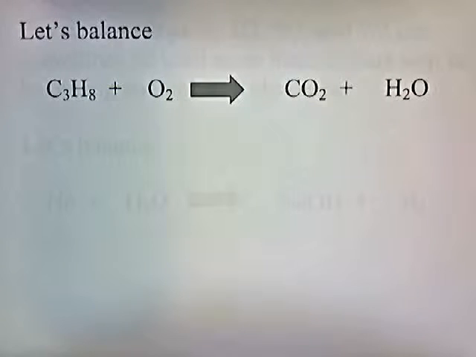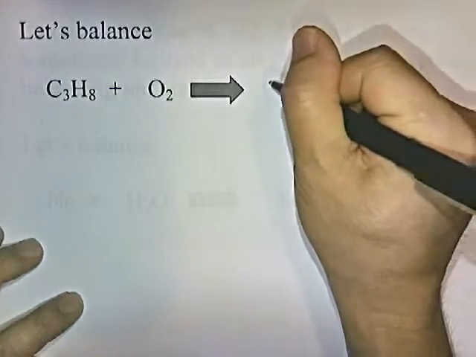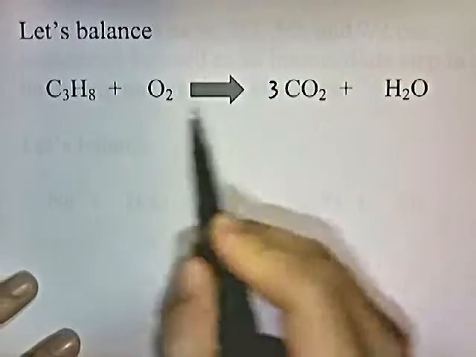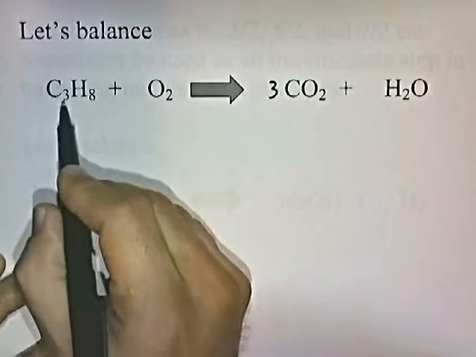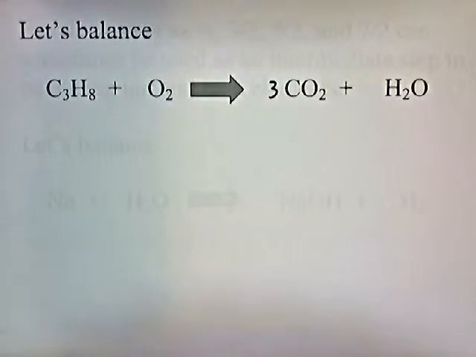Let's balance this equation right here. We'll start with a guess and put a 3 in front of the CO2. And we do that because we have 3 carbons now, the 3 is distributed, and 3 here, C3, so the carbons are balanced.